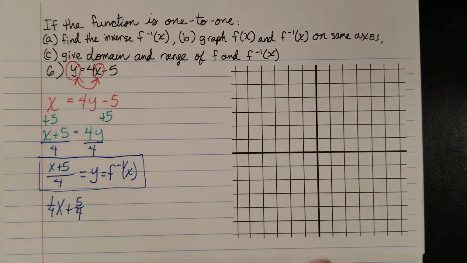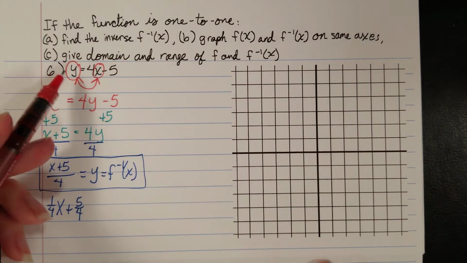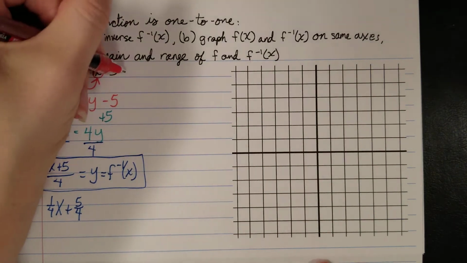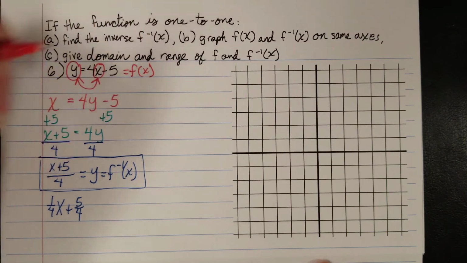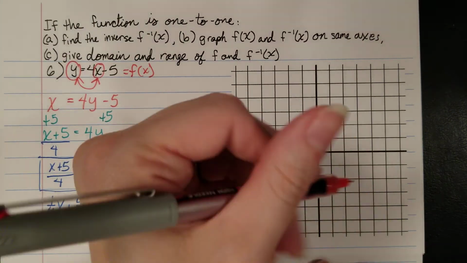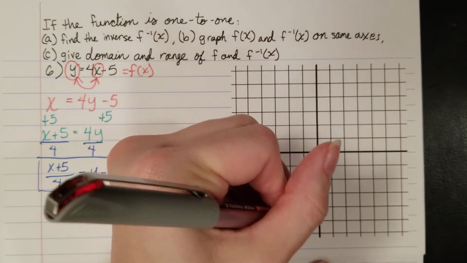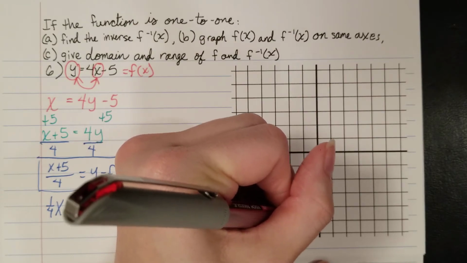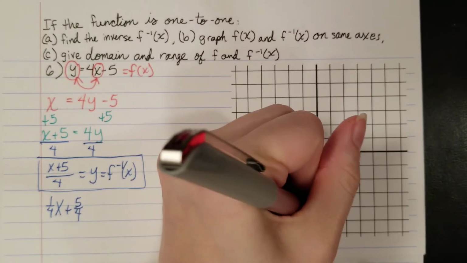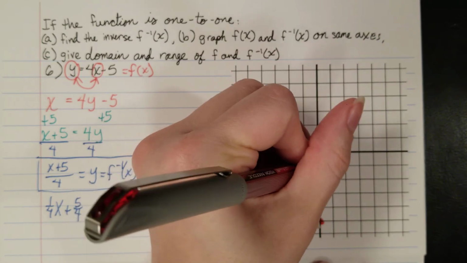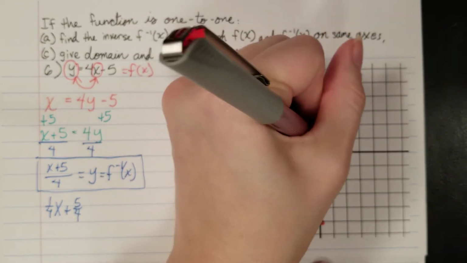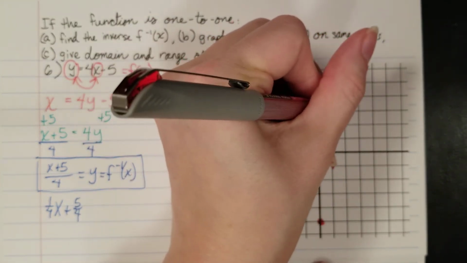All right, so let's start by graphing f of x. Y equals 4x minus 5. That's f of x, let's say. So the y-intercept is -5. Slope is 4, so go up 4 over 1. 1, 2, 3, 4.